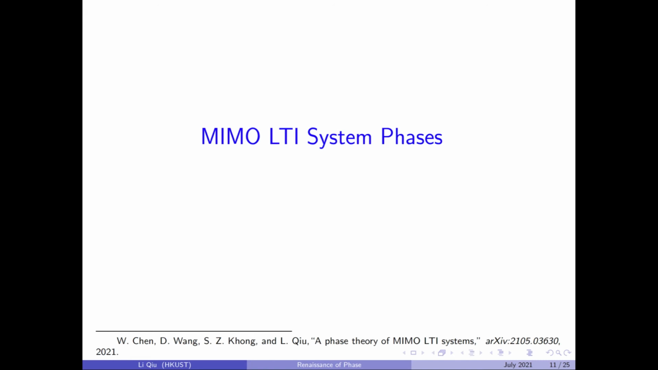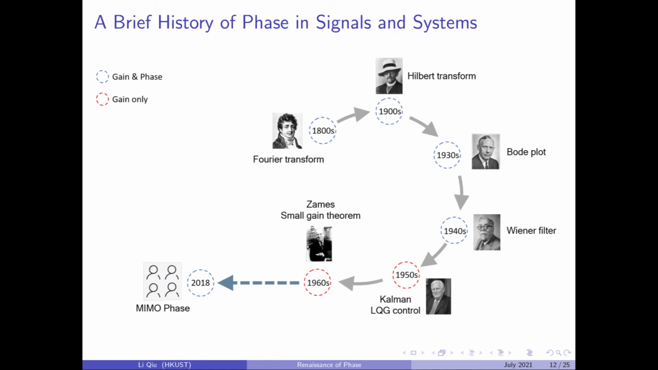Today, I will go back to my old profession, system theory and control theory, and see how the phases can be used to study systems. Let's give a brief historical review on the use of phases in signals and systems. In signals, systems and control theory, the whole development lasted probably 200 years up to now. Early on, we have the Fourier transform. We use the Fourier transform to analyze signals. Signal is also data.